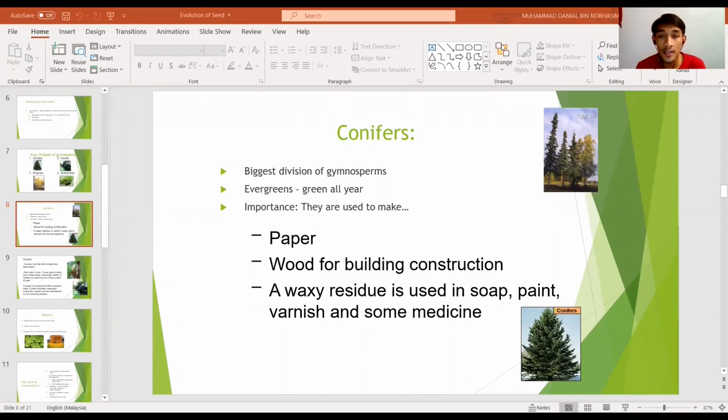So I will proceed with conifers. Conifers are the biggest division of gymnosperms, and conifers are also evergreen plants. Evergreen plants means these plants are green in color all year. Next, there are a few important things we can get from conifers, which is that they are used to make paper and wood for building construction, and also a waxy residue, which we use in soap, paint, varnish, and some medicine.